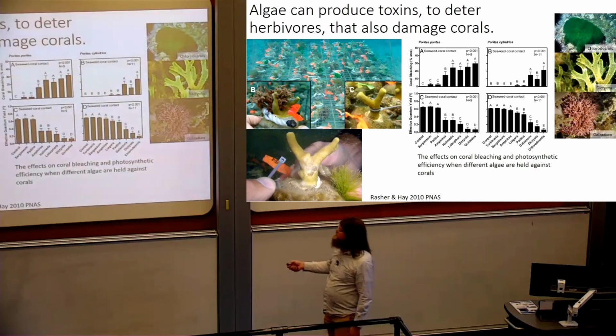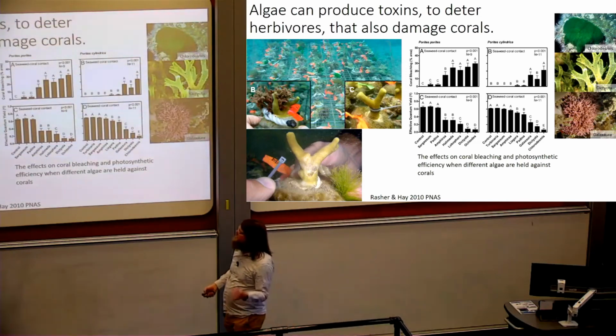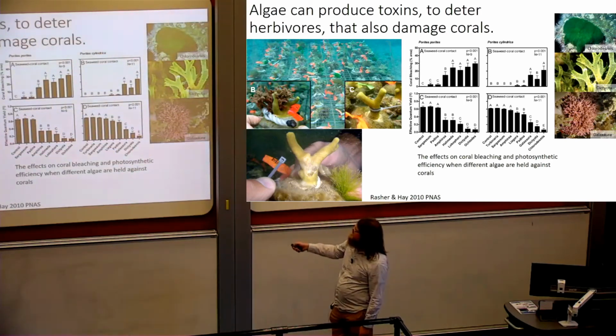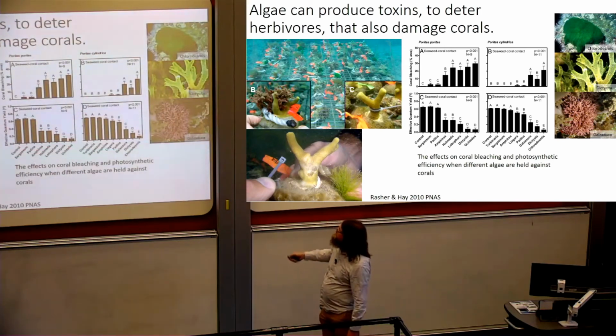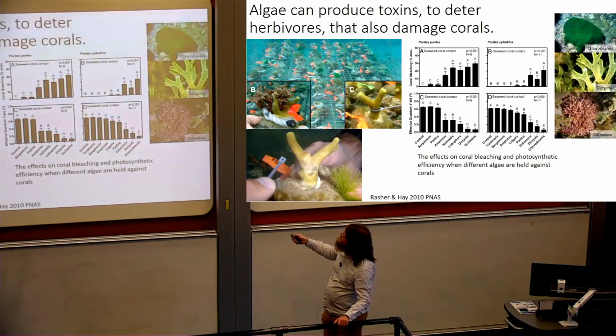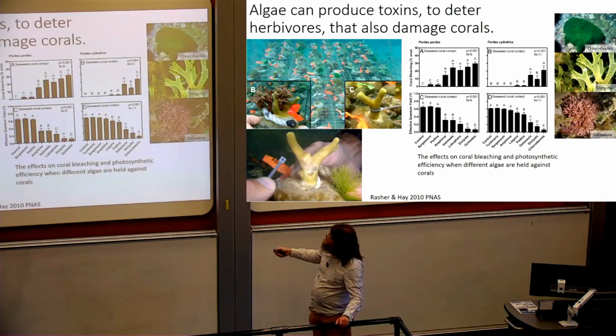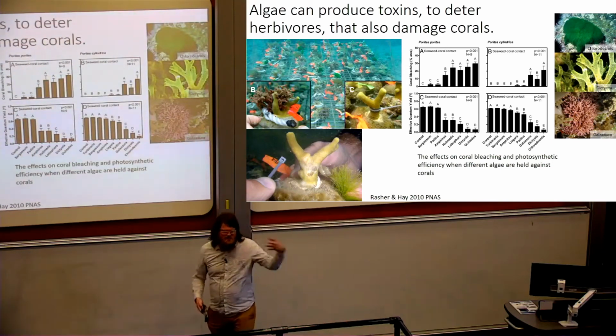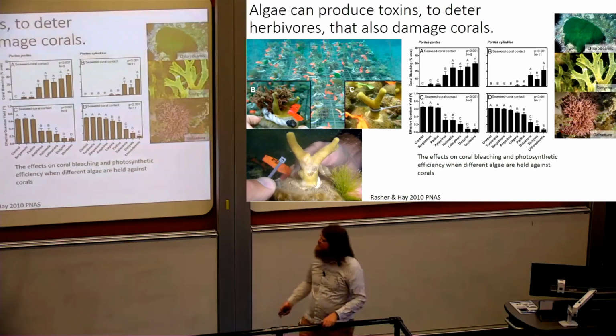Here are some experiments where they've basically zip-tied some algae onto a coral and seen what happened. You've got some controls here, and then different kinds of algae which have been added to different corals, different kinds of Porites here. And you can see that as you add seaweed, the prevalence of bleaching goes up, and the quantum yield, the photosynthetic efficiency of the corals, goes down. So adding seaweed can be bad. You're cutting out light, but the seaweed is basically attacking corals with chemical warfare.